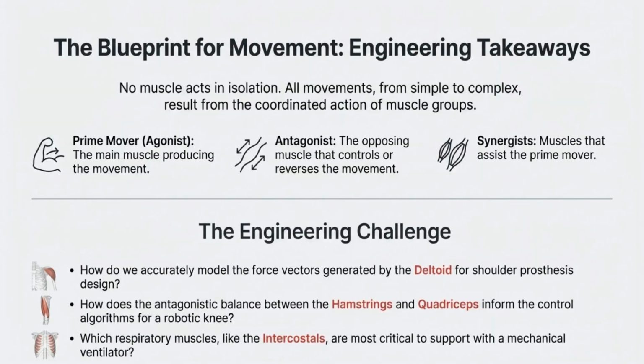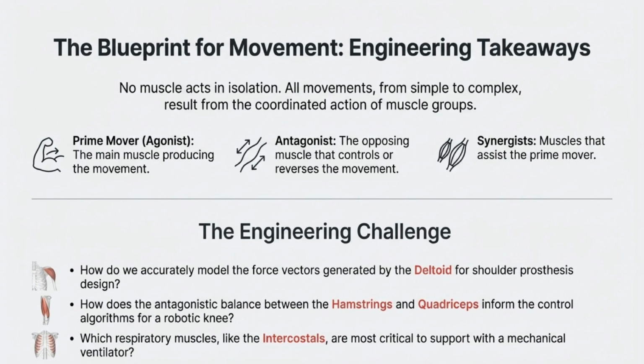We conclude with the blueprint for movement and the resulting engineering takeaways. The fundamental rule is that no muscle acts in isolation. All movements result from the coordinated action of muscle groups. This involves the prime mover, or agonist, producing the movement, the antagonist, which opposes it, and synergists, which assist. This understanding presents us with specific engineering challenges.